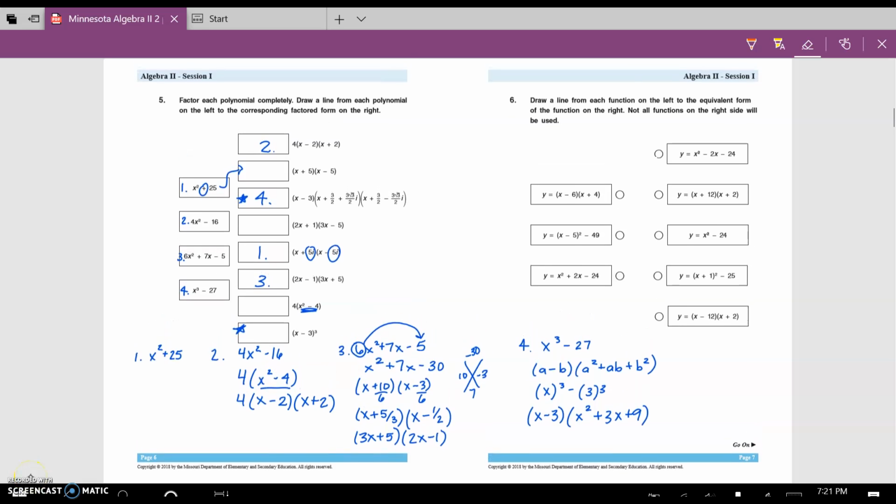All right, so then for number 6, it wants you to draw a line to the equivalent function. So we have x minus 6 and x plus 4. So obviously here we would FOIL. So I'd have x times x, which would be x squared. I would have x times 4, which would be 4x, and then negative 6 times x, which would be negative 6x. So 4 minus 6 would be negative 2x. And then negative 6 times 4 would be negative 24. So this one would go to the top one.